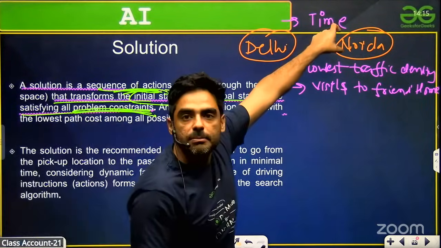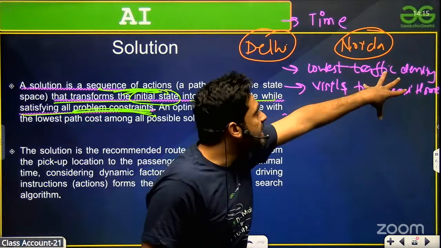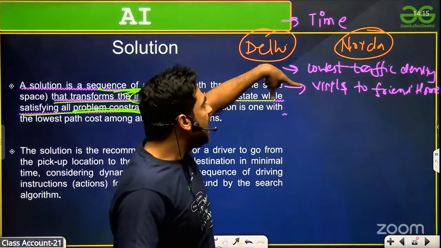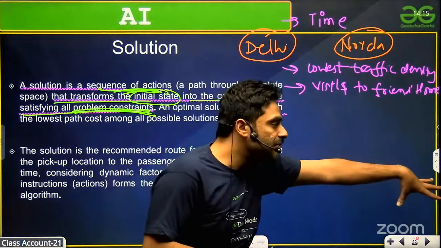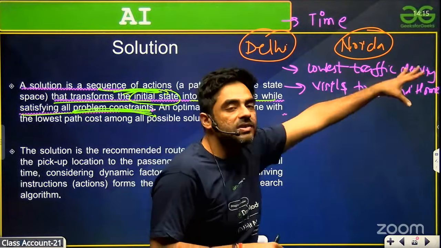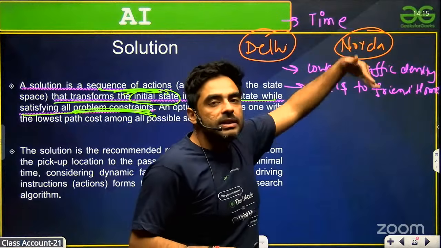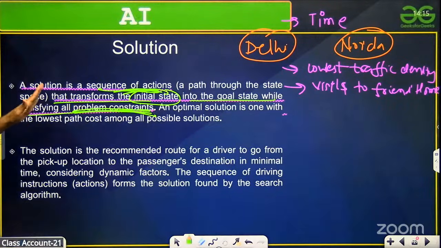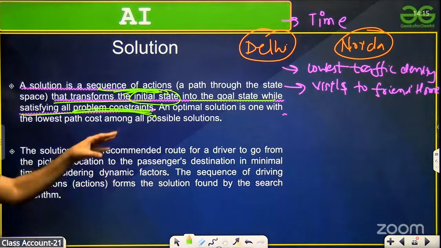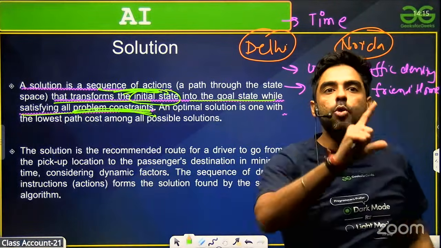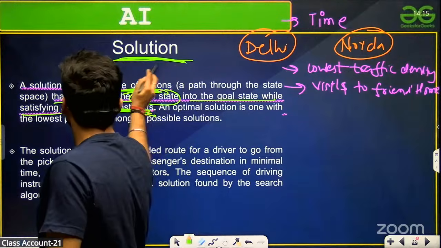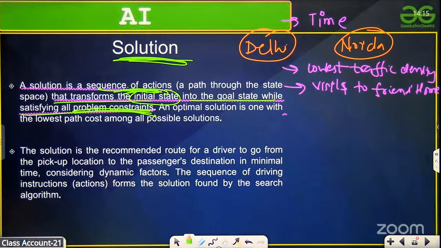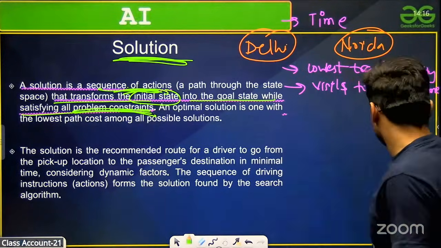So I should reach in the shortest time, I should get the lowest traffic density on the way, and I should also visit my friend's home in between, and then reach Noida. So satisfying all the constraints and traveling from initial to final state, that sequence of actions given for this particular problem is known as the solution. Nothing you have to note.